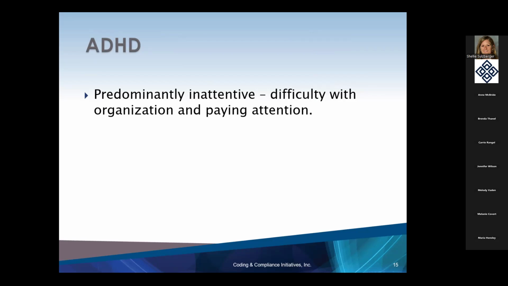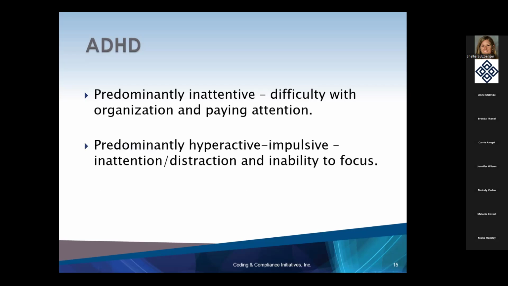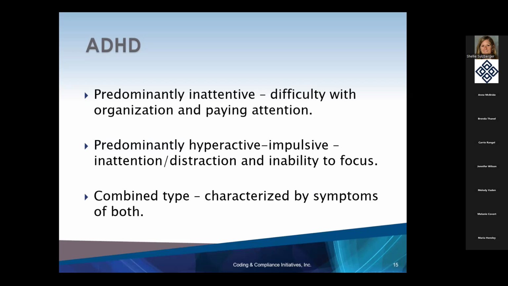And so with the highest level of specificity, if we know it's inattentive, so difficulty with organization, paying attention, or is it more hyperactive impulsive, so they're distracted easily, inability to focus? Or is it a combination of both? So I'm having symptoms of both. I'm having trouble paying attention, organization, but also I'm very easily distracted. So again, it might be the combined type of ADHD.